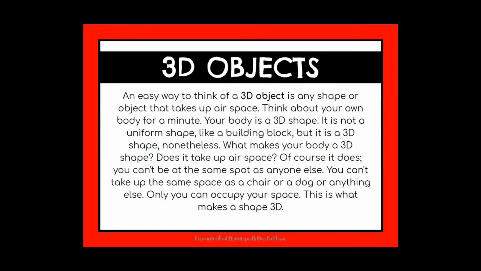So think about your own body for a minute. Your body is a 3D shape. It is not a uniform shape like a building block, but it is a 3D shape nonetheless. But what makes your body a 3D shape? Does it take up airspace? Of course it does. You can't be at the same spot as anyone else. You can't take up the same space as a chair or a dog or anything else. Only you can occupy your space. This is what makes a 3D shape.